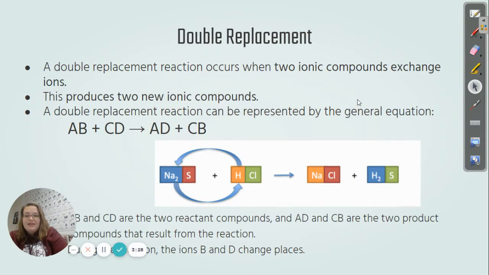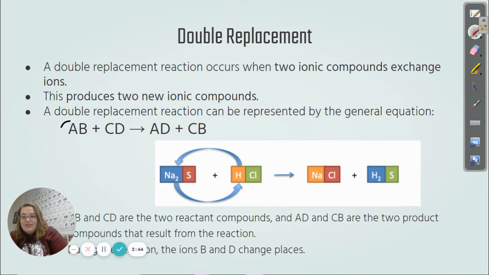A double replacement sounds just like what it is. They're going to double replace each other. You're going to have a compound plus a compound makes a compound plus another compound. So AB plus CD makes AD plus CB. What does that mean? That means that these 2 guys trade places. So you're going to get 2 new compounds. So Na and H traded places.